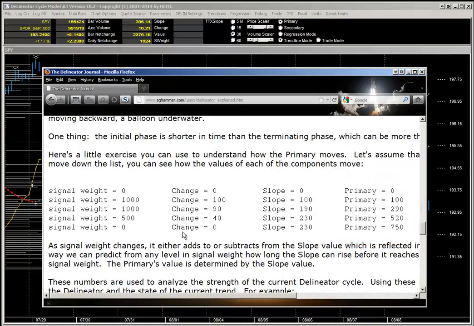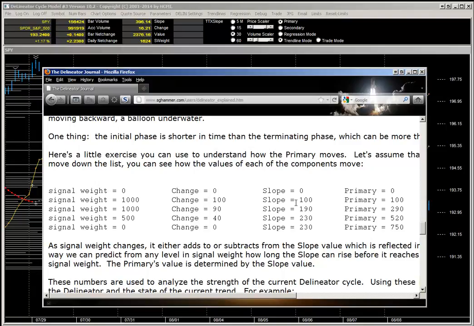So let's assume that signal weight stayed at 0 for an extended period of time. If it did, the values of everything would slowly drop to 0 and then would stay at 0. So let's assume that everything just starts at 0. And let's say at time period 1, signal weight rises to plus 1,000. We would see the slope move to about plus 100. Of course, the actual value that the slope does move to is determined by the program at the time, but for the example here, let's just assume it runs to plus 100.